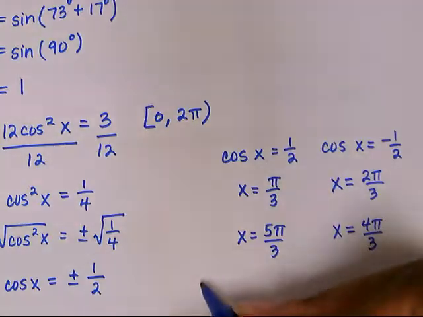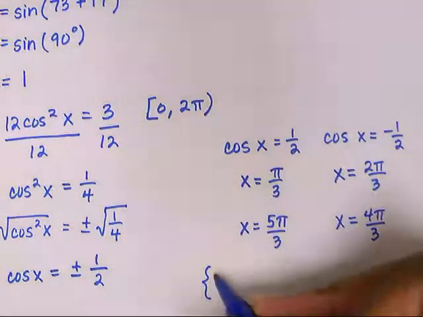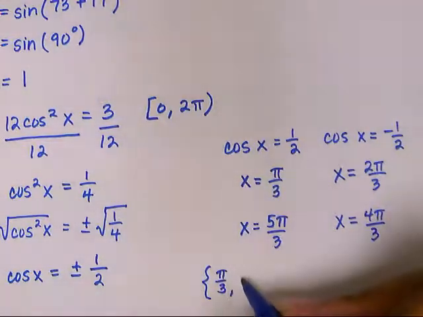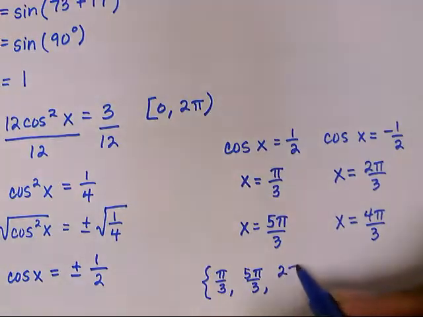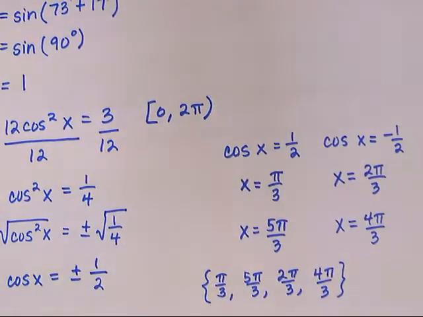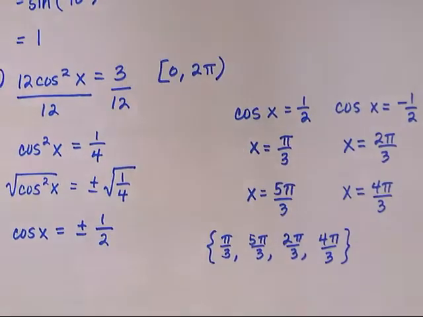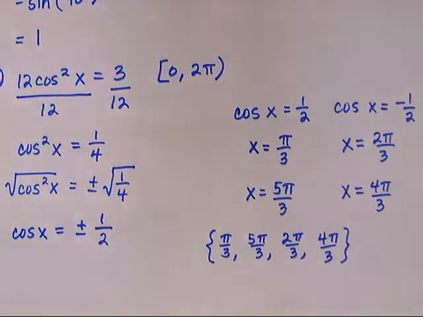So these are all the angles where the cosine would give you positive 1/2 or negative 1/2. Pi over 3, 5 pi over 3, 2 pi over 3, and 4 pi over 3. They don't necessarily have to be in any particular order. Okay? So this is what problem 18 is.